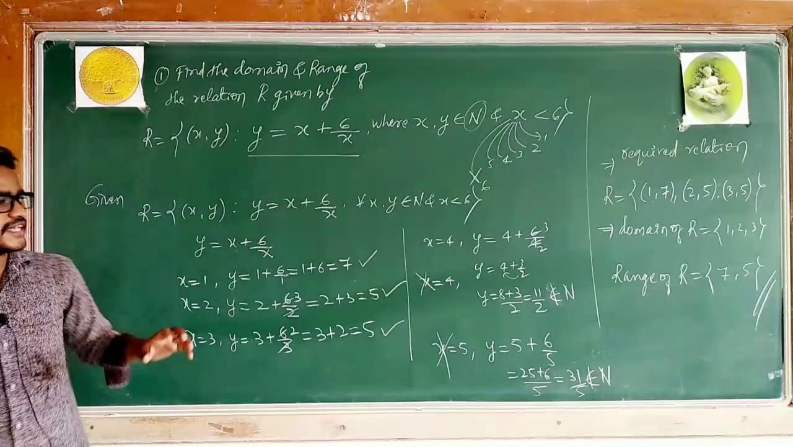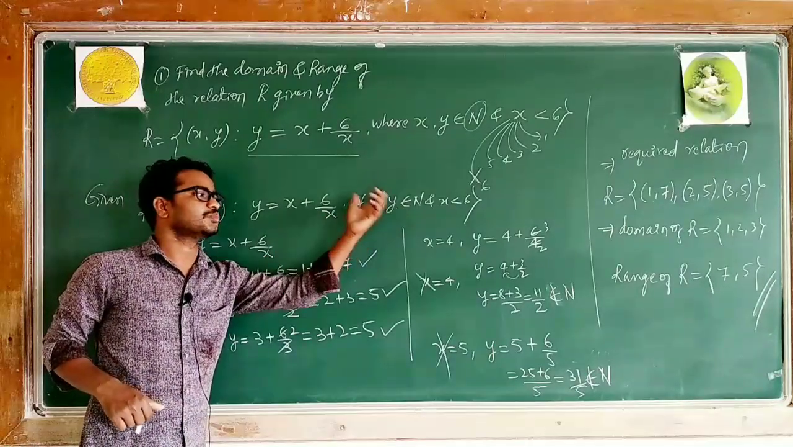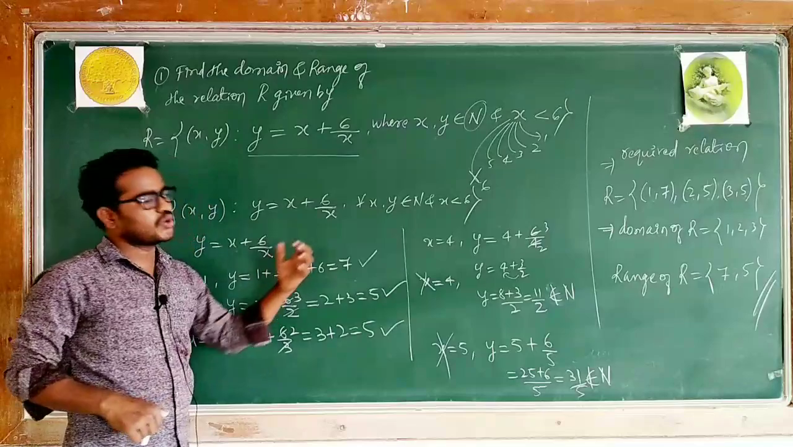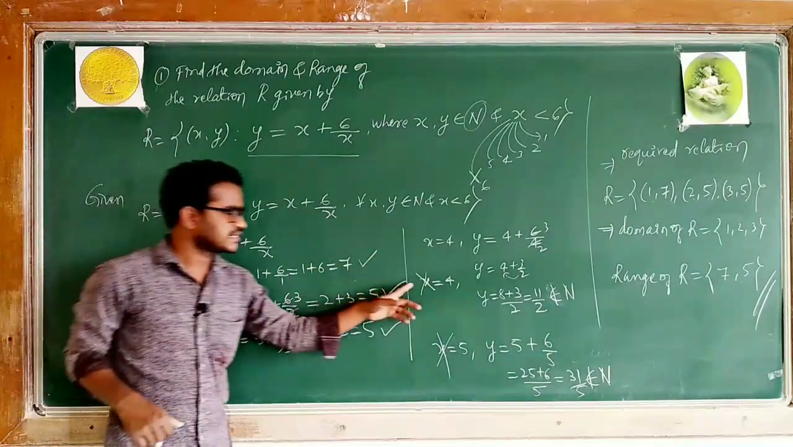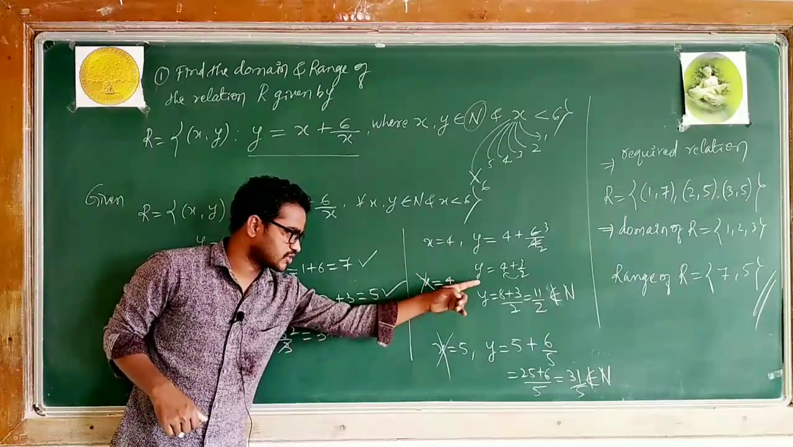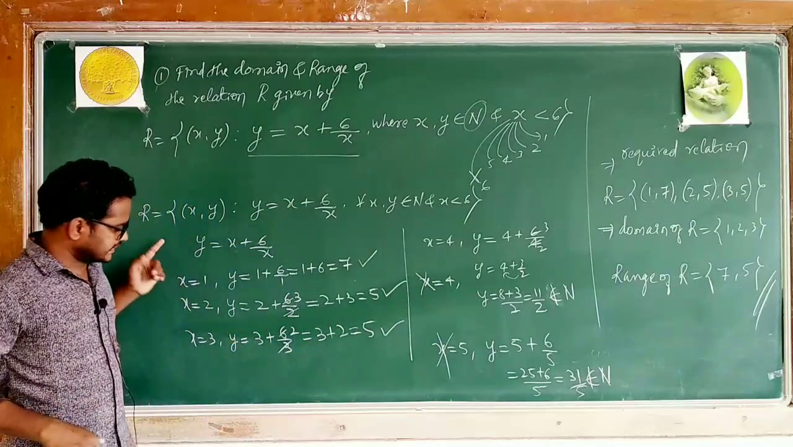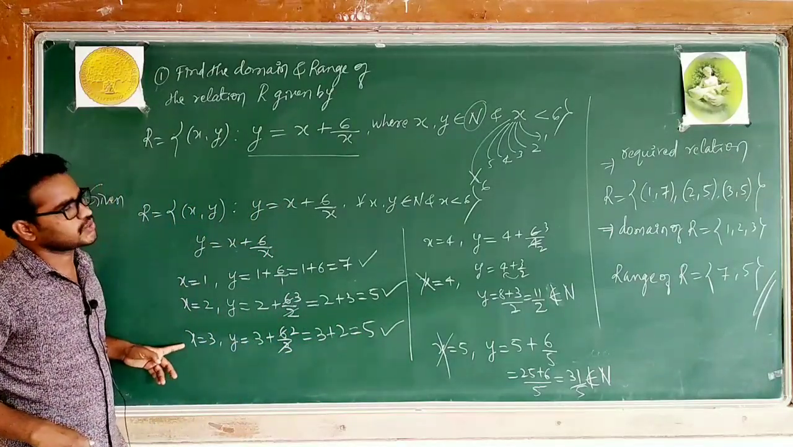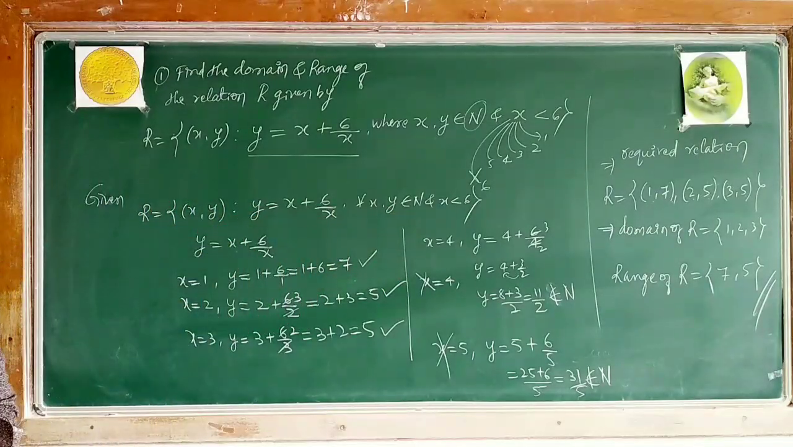In this case, you concentrate on what is given and what x and y are. X, y should be natural numbers. When you are taking an x value, y should also be a natural number. For that reason, when x is 4, it is not a natural number. X is 5, this is not a natural number. Exclude these two and take x is equal to 1, 2, 3, and you will get that relation. According to that, you can say the domain and range. This is the problem.